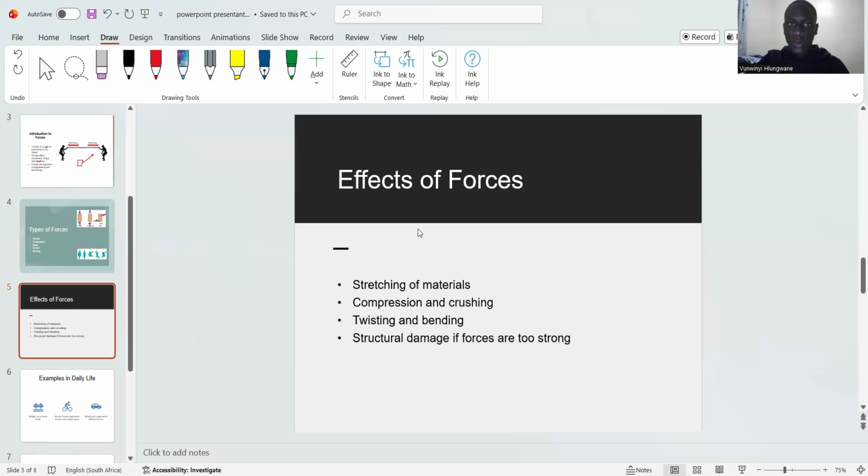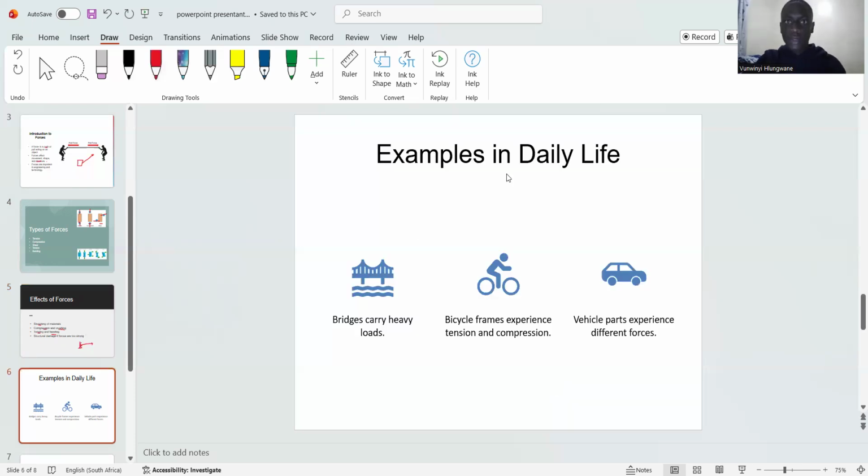Force, when it is acting on an object, can result in stretching, compressing, crushing, twisting and bending. It can cause structural damage if the force is too strong. Let's say here we have a structure, then we have a strong force going this side. It can result in the structure getting damaged.